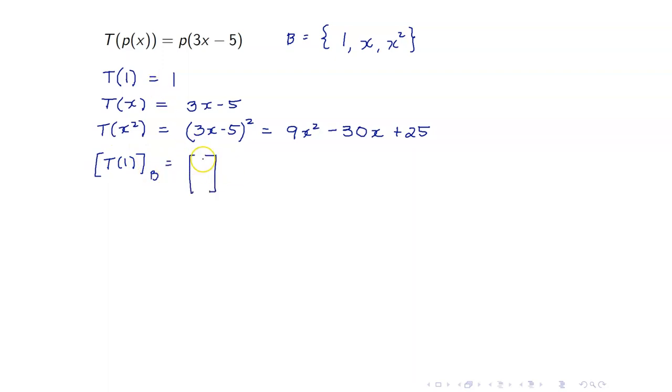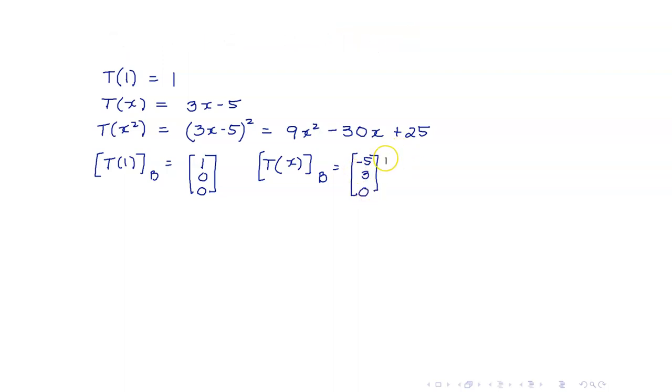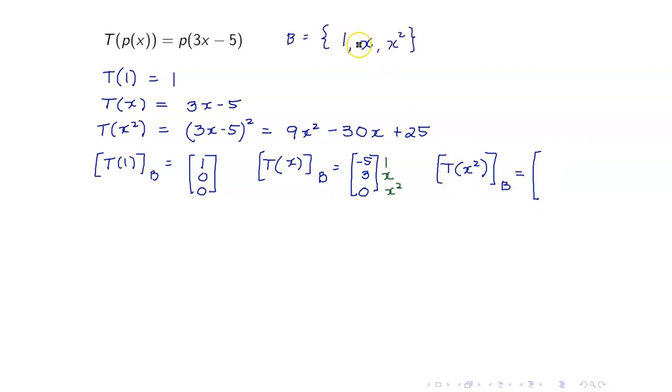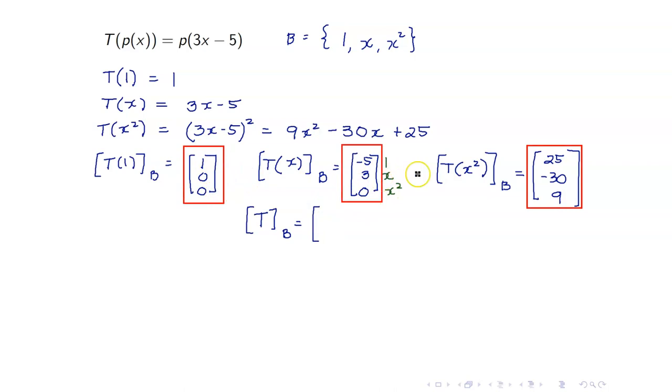It's equal to 1 times 1 and then the rest would be 0. The coordinate vector of T of x with respect to B, we have 3x minus 5. So we have negative 5, 3, 0. Because this is negative 5 times 1 plus 3 times x plus 0 times x squared. And lastly, the coordinate vector of T of x squared with respect to B. Remember that we are starting with the coefficient of 1. So we have 25, negative 30, 9. And therefore, the matrix representation of T with respect to B will just be the matrix which consists of these three columns.